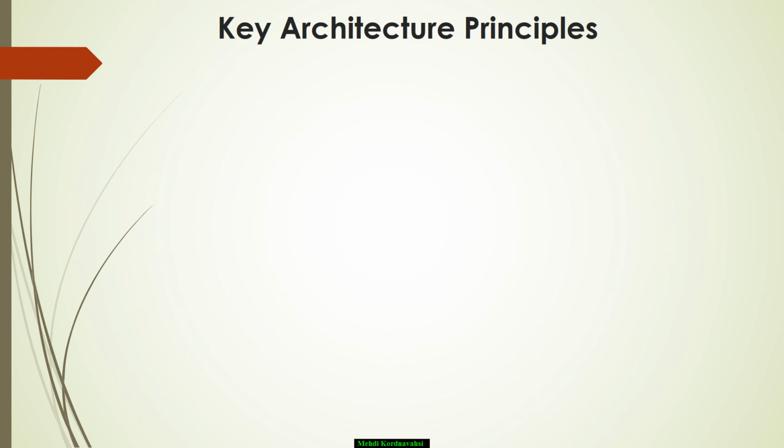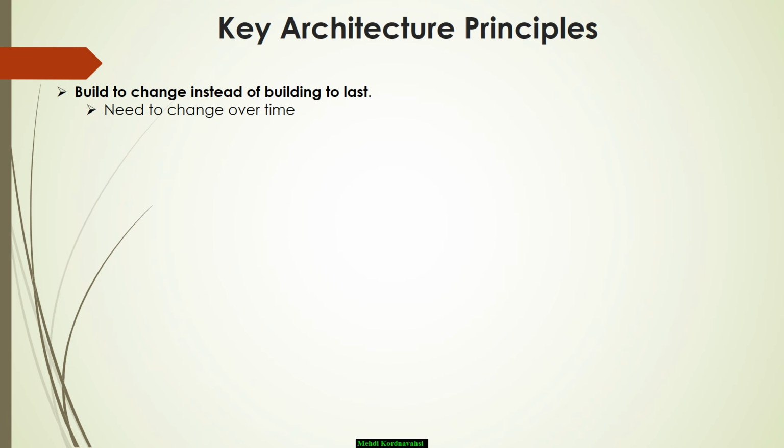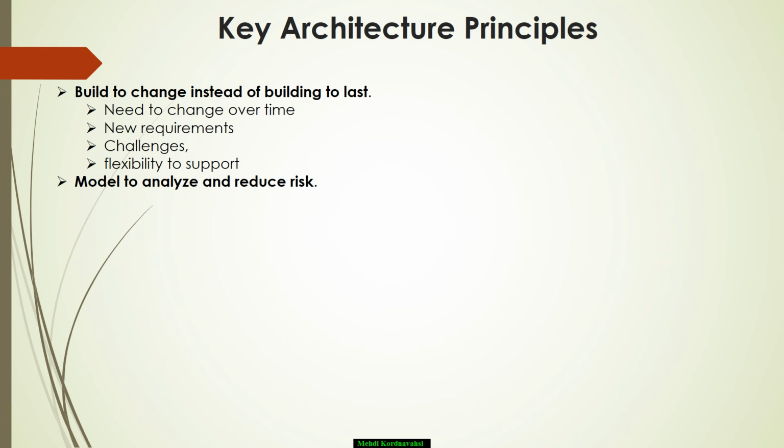Okay, let's see what are the key architecture principles. Build to change instead of building to last. Consider how the application may need to change over time to address new requirements and challenges, and build in the flexibility to support this. The next is a model to analyze and reduce risk.